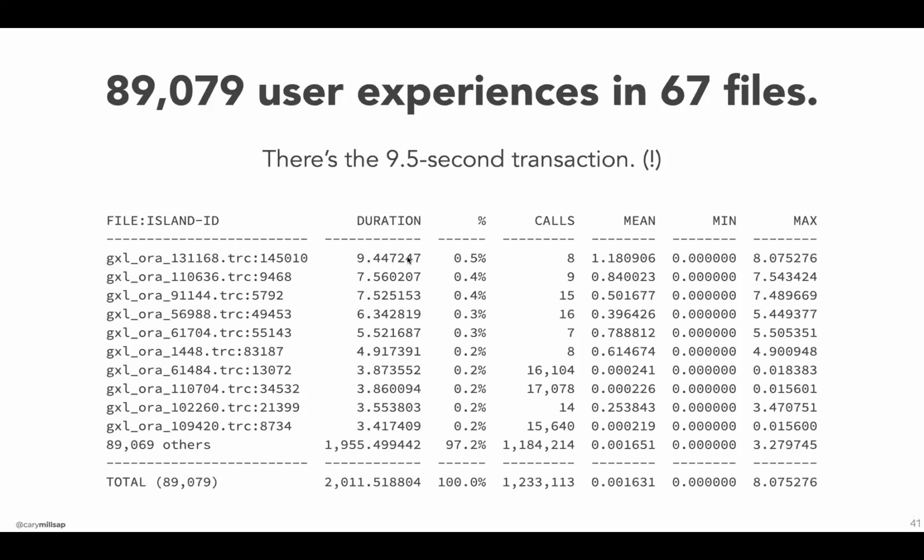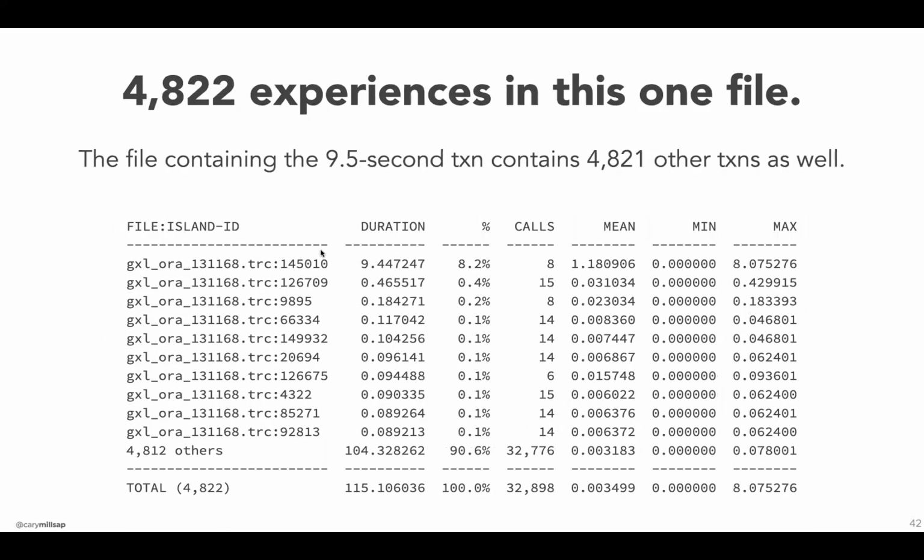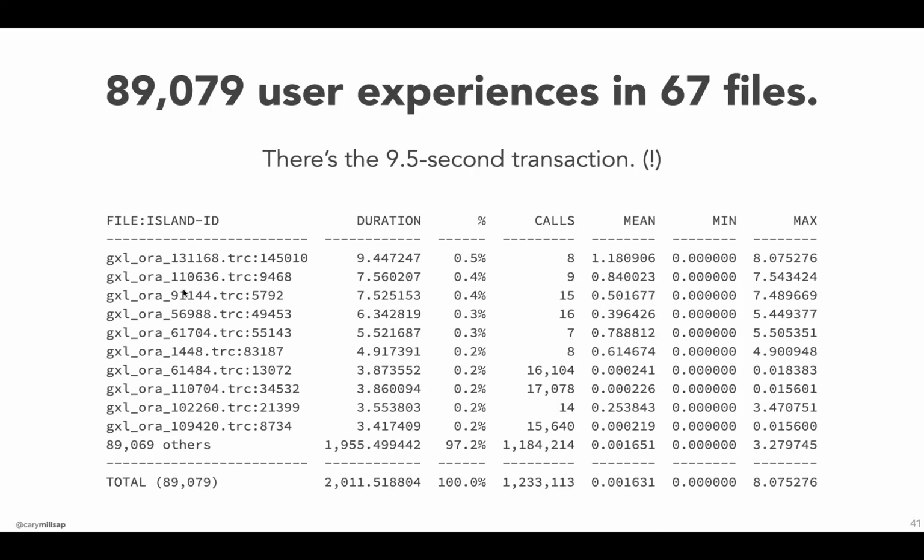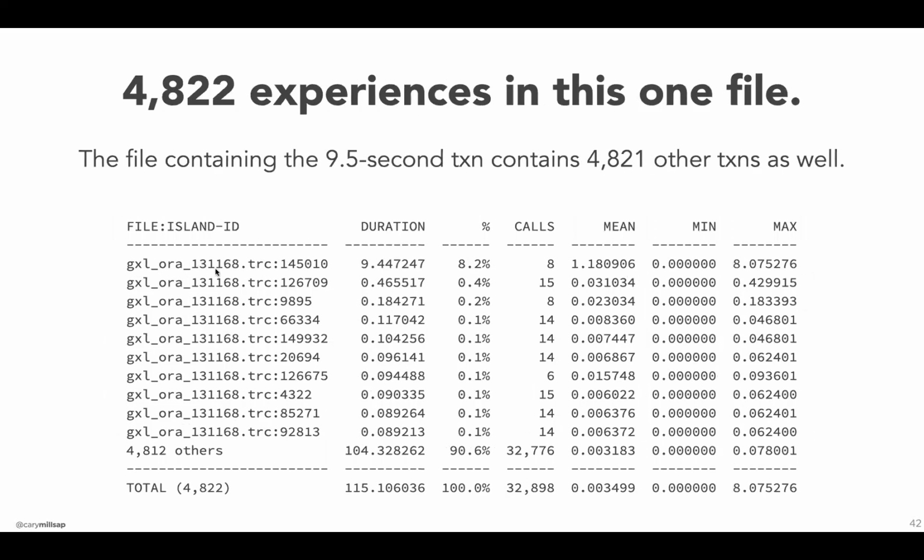And so knowing that, we have another tool that we can use to cut into the GXL Aura 131.168.trc file. And if we just look at that file, we see the same 9.447 second experience on line 145010. And notice on the prior page, this was a query run across a lot of files. And we see that the top 10 experience durations were all in different files. There's no repeat of a file name here, I don't think there's a single repeat. But here, I'm just drilling into the file called 131168.